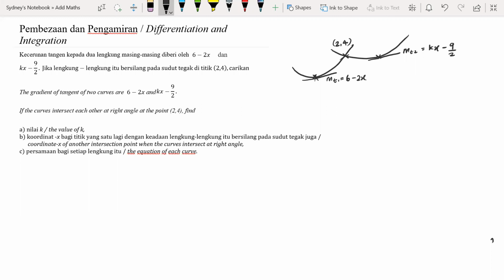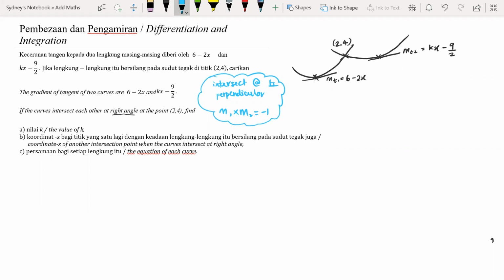When you see the keyword right angle, the immediate thing that comes to our mind is that they are perpendicular to each other. When they are perpendicular to each other, we know that M1 times M2 equals -1. That is the concept that we have in mind when you see the keyword perpendicular, or they say intersect at right angle. Immediately it comes into our mind, M1 times M2 equals -1. So remember this. That is how we start.